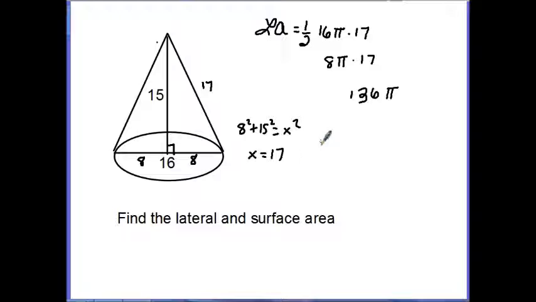Next, we have to find our surface area. To find our surface area, we need to take that lateral area, that 136 pi, and add on the area of my base, radius squared pi, 64 pi. When we add that up, we end up with a total surface area of 200 pi.